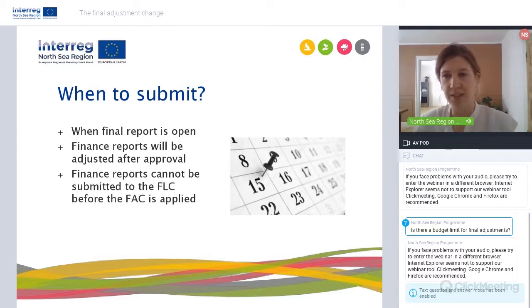What is important here is that after your final adjustment change is submitted and approved, the finance reports of the different beneficiaries will be adjusted in line with the newly approved budget tables. So this also means that the beneficiaries are not able to submit their finance reports when the final adjustment change is still open.